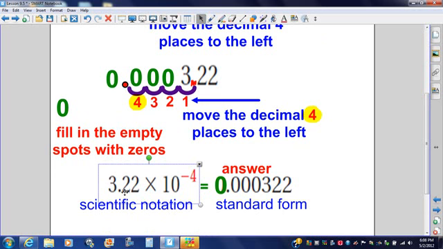So this is scientific notation. This is standard form. They are equivalent. One is not bigger than the other. They are equivalent.